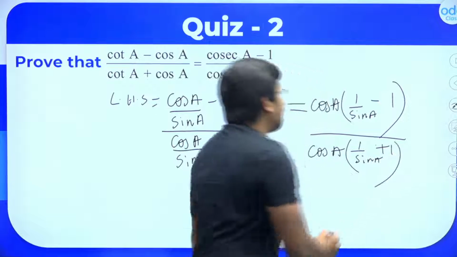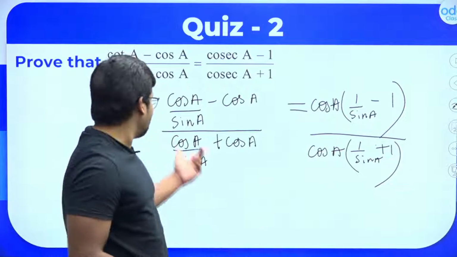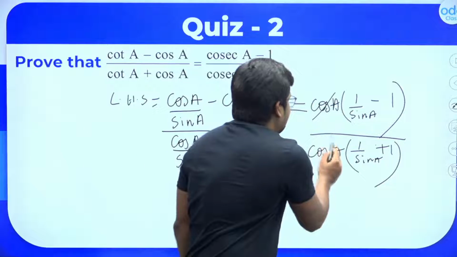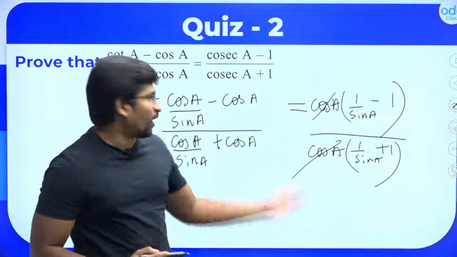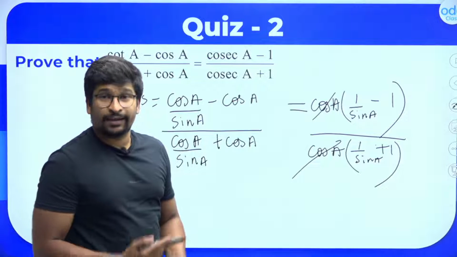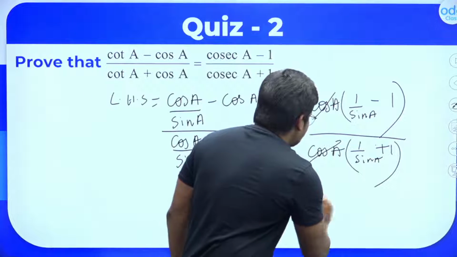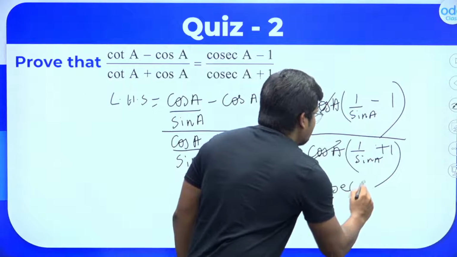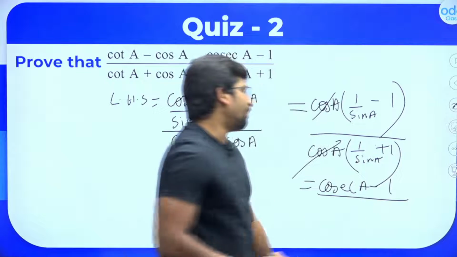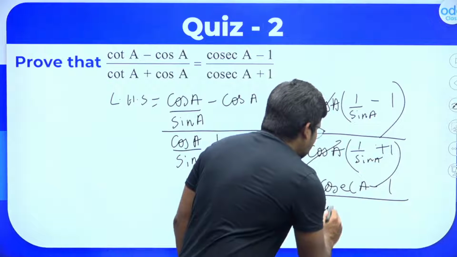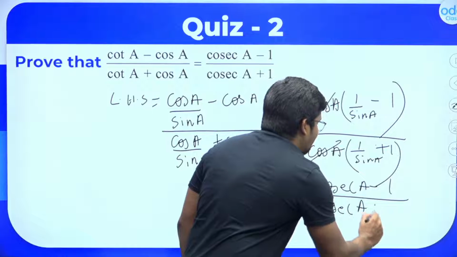Correct or not? 1 divided by sin A plus 1. You can fairly write it like this. So cos A and cos A cancel. So what are you left with? 1 by sin A. What is 1 by sin A? Which is cosec A minus 1 whole divided by 1 by sin A, which is again cosec A plus 1.